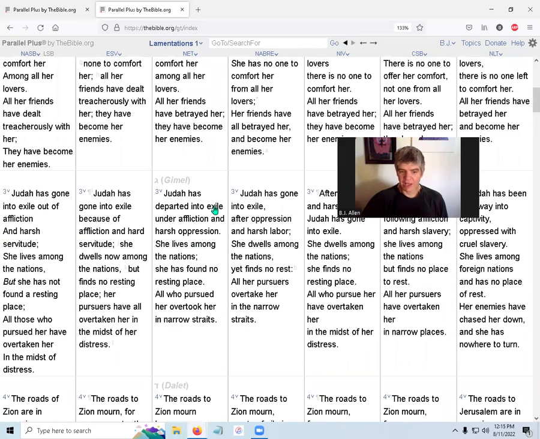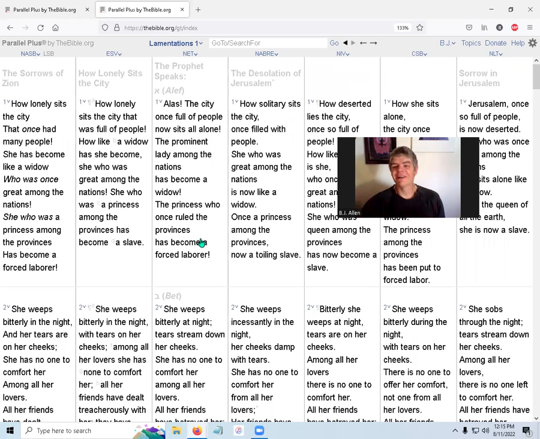Judah has departed into exile under affliction and harsh oppression. She lives among the nations. She has found no resting place. All who pursued her overtook her in narrow straits. The army, the bad guys, the thieves and the robbers and the people coming to hurt them, they pursued her. They overtook her. Yeah, that's what all of Lamentations is like.